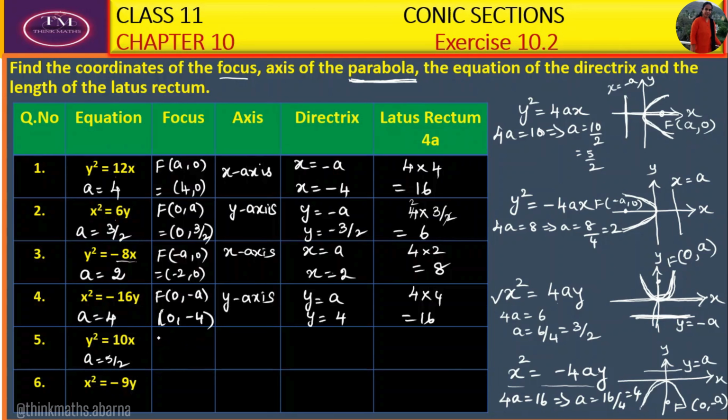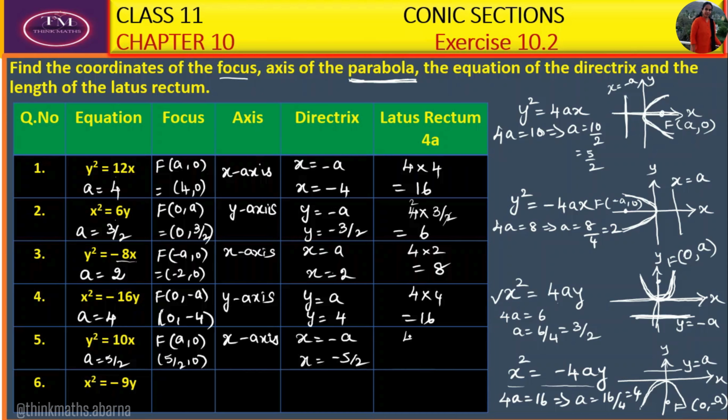So what will be the focus? Focus will be a comma 0. So it is 5 by 2 comma 0. So it will be along, what is the coefficient here? It is x coefficient. So it is along x-axis. Then directrix. Directrix is x is equal to minus a. So if it is along x-axis, we will start with x and the opposite side of focus, just minus a. So x is equal to minus 5 by 2.